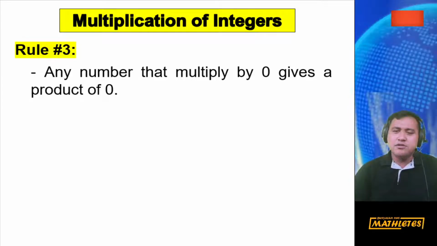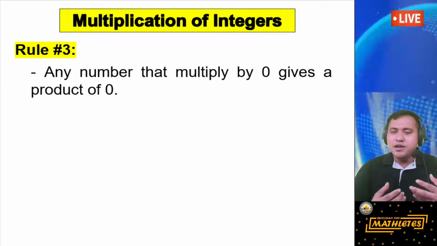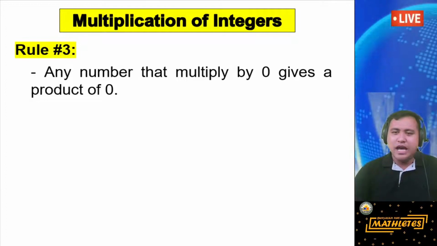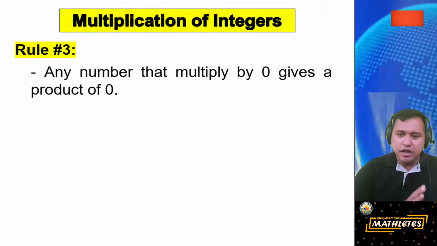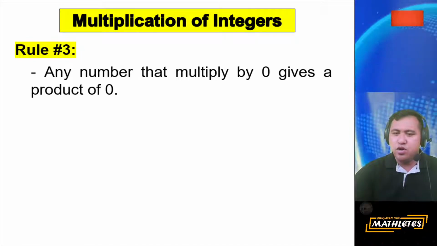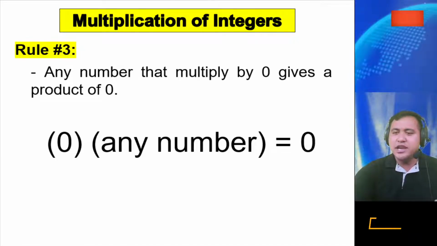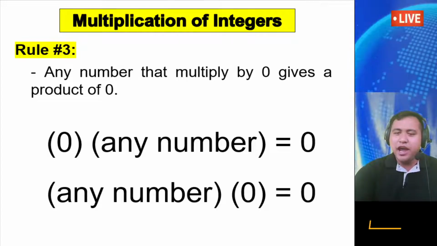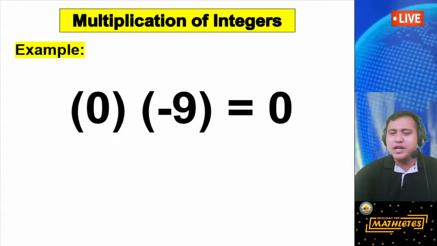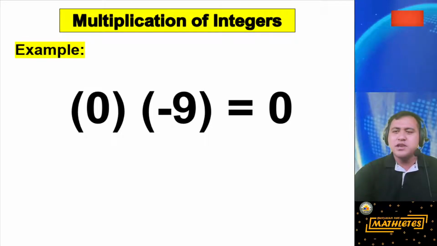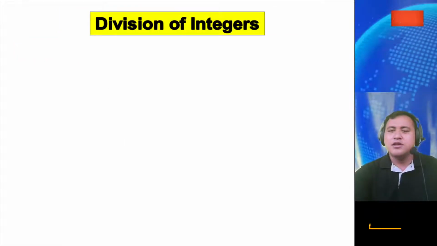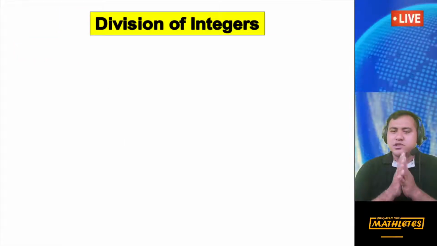Okay, rule number 3. Any number that is multiplied by 0 gives the product of 0. Of course, nahibal-an na sa elementary, that any number that is multiplied by 0, the answer is always 0. Okay? So, 0 times any number is 0. Or any number times 0 is 0. 0 times negative 9, 0. Okay, bisan pa 1 million, basta i-times sa 0, ang answer is 0. Okay. Let's proceed to the division of integers.